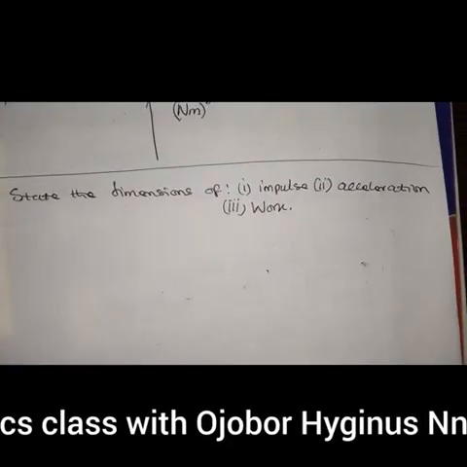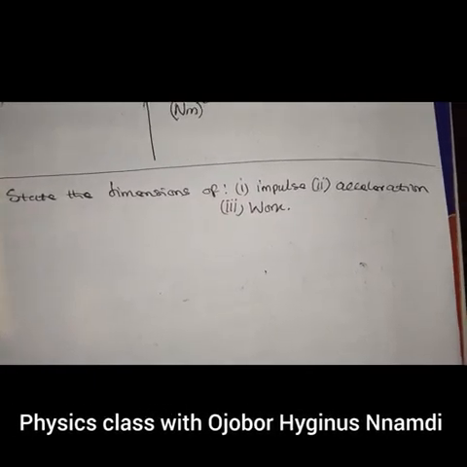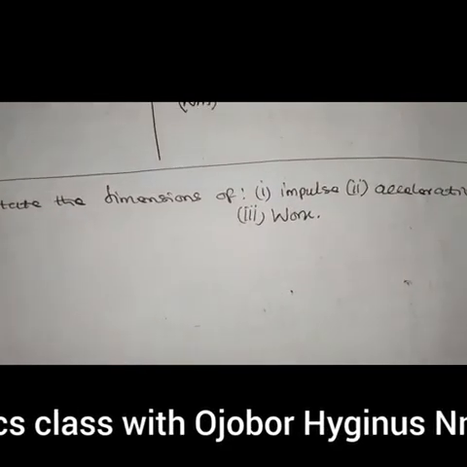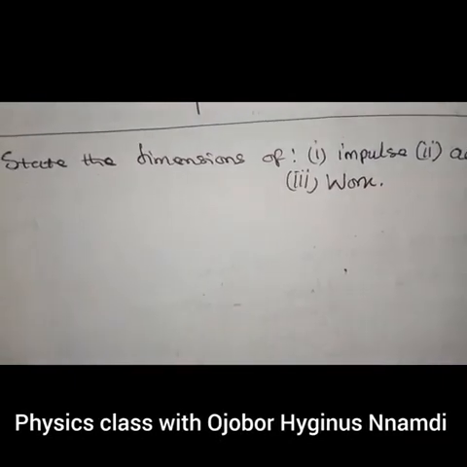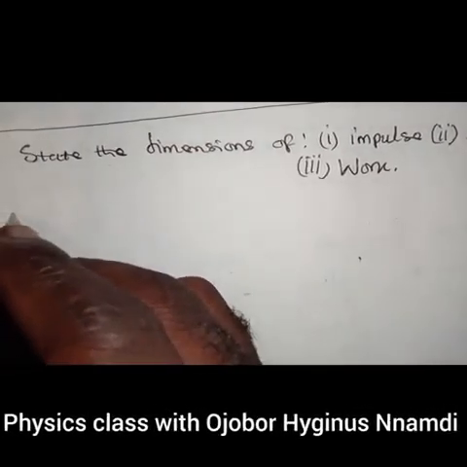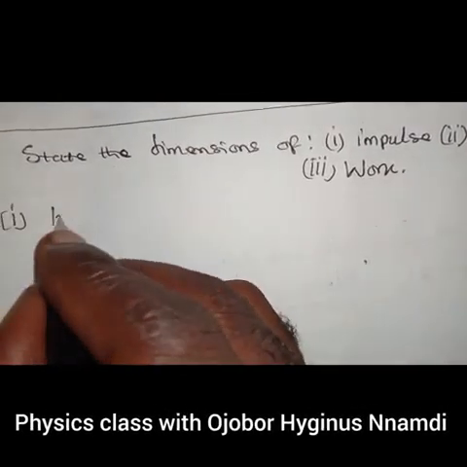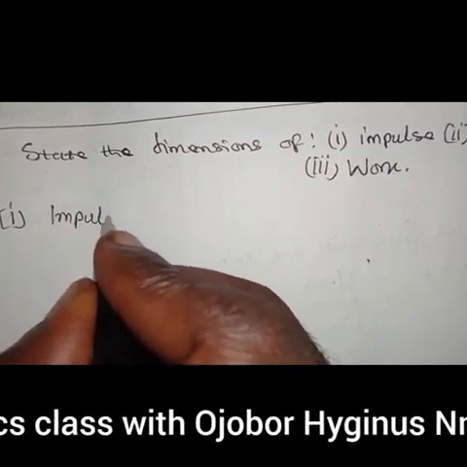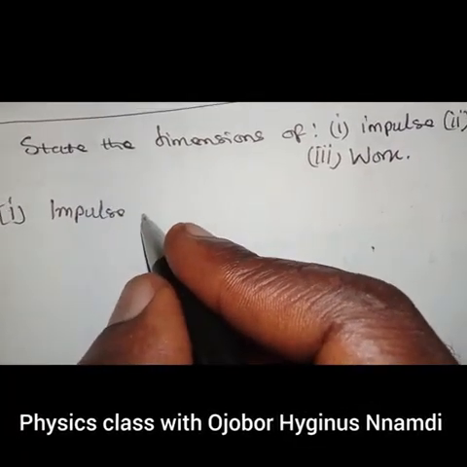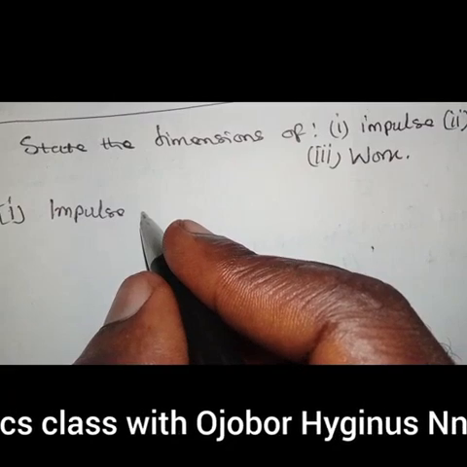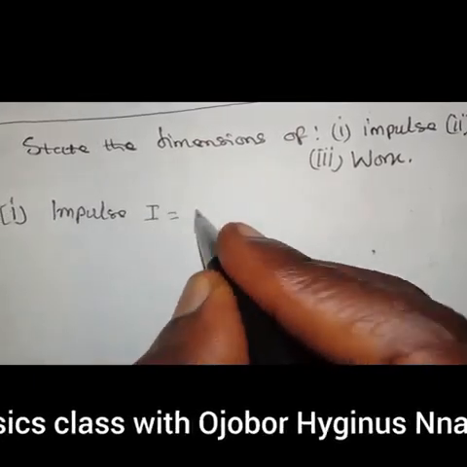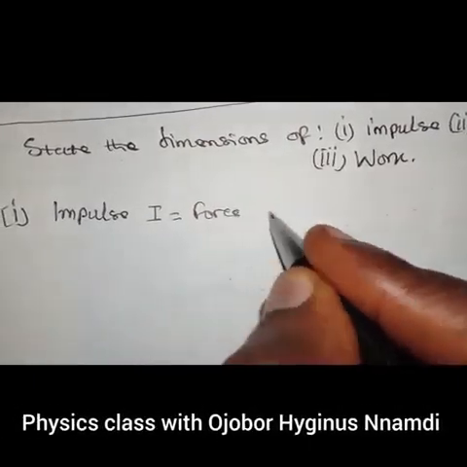So this is a WAEC question that said: state the dimensions of impulse, acceleration, and work. Now we are going to solve it. We are not just going to state it, we are going to explain how it is gotten. Of course, the dimension of impulse. Before you are able to determine the dimension of any physical quantity, you have to know either the formula of the quantity or its units. Impulse is represented with I, which is the product of force and time by formula.